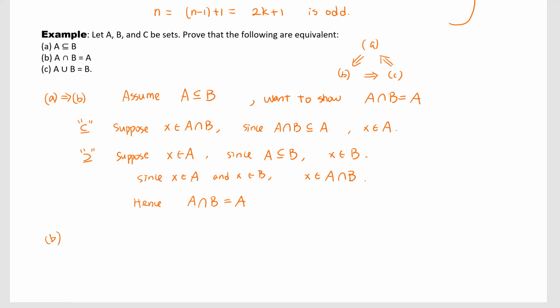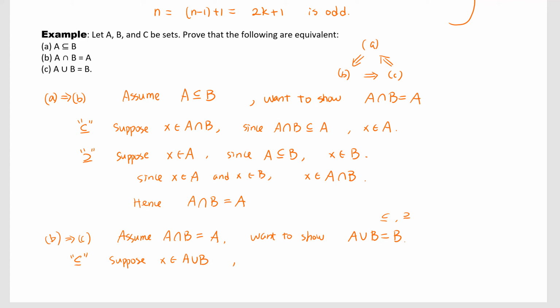And next we want to show B implies C. So we assume that A intersect B equals A, and we want to show that A union B is B. Now let's see. Since it's an equality, the left-hand side is a subset of the right-hand side, and the right-hand side is a subset of the left-hand side. So let's look at the first direction. Suppose X is in A union B.